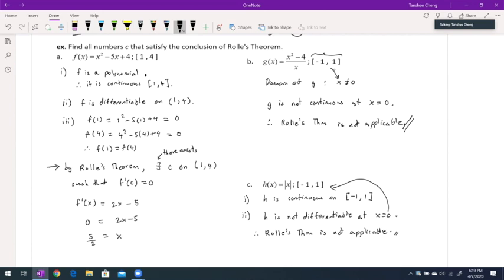So since it is not differentiable at every point on this domain, then Rolle's theorem does not apply, right? It's not applicable in this case again. So that's our conclusion right here. So you really need to know how to check the criteria of Rolle's theorem so that you can talk about the conclusion of it.